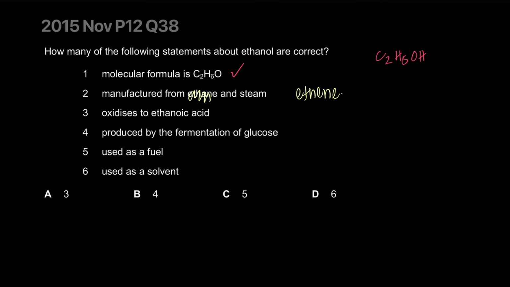Oxidizes to ethanoic acid. Yes, that's true. Produced by the fermentation of glucose. That's how you make drinking alcohol, the beverage, right? Used as a fuel. Yes, it does. Yeah, it's a good burner. They do use it as fuel. Used as a solvent. Yes, it's also a good solvent. Your perfumes probably do have some ethanol in it as a base to dissolve other scents that do not dissolve in water. So the correct answer is 5.